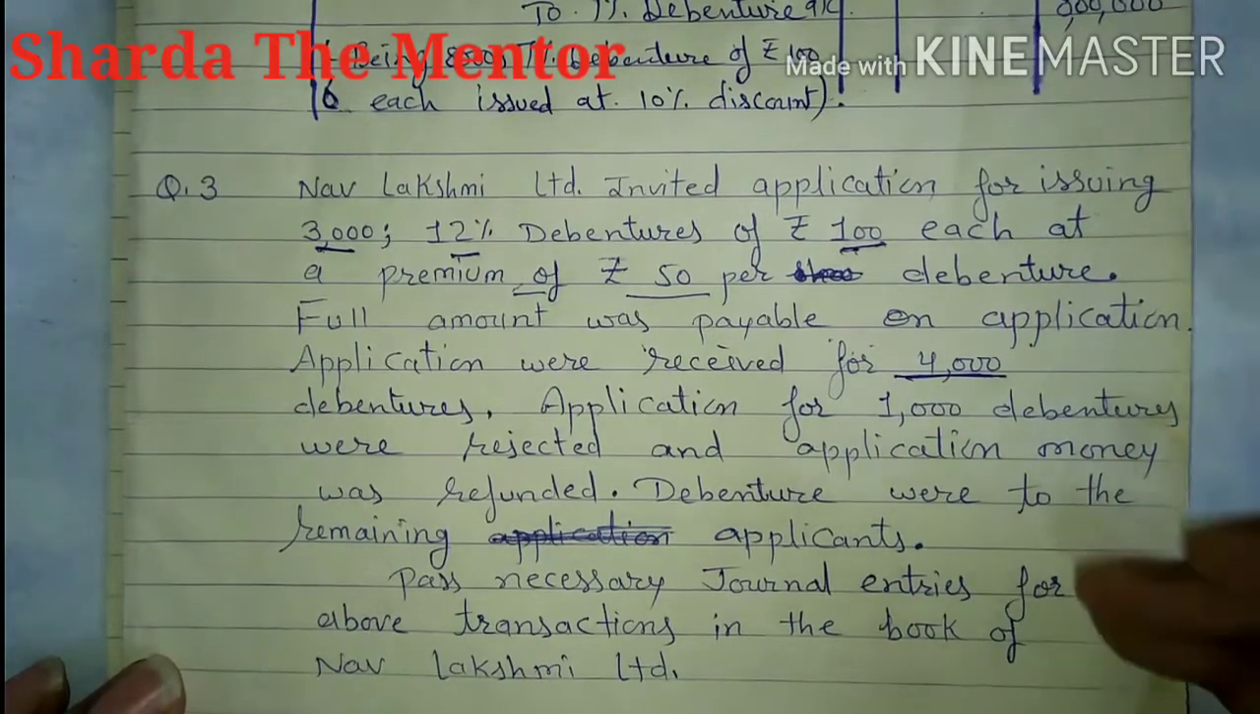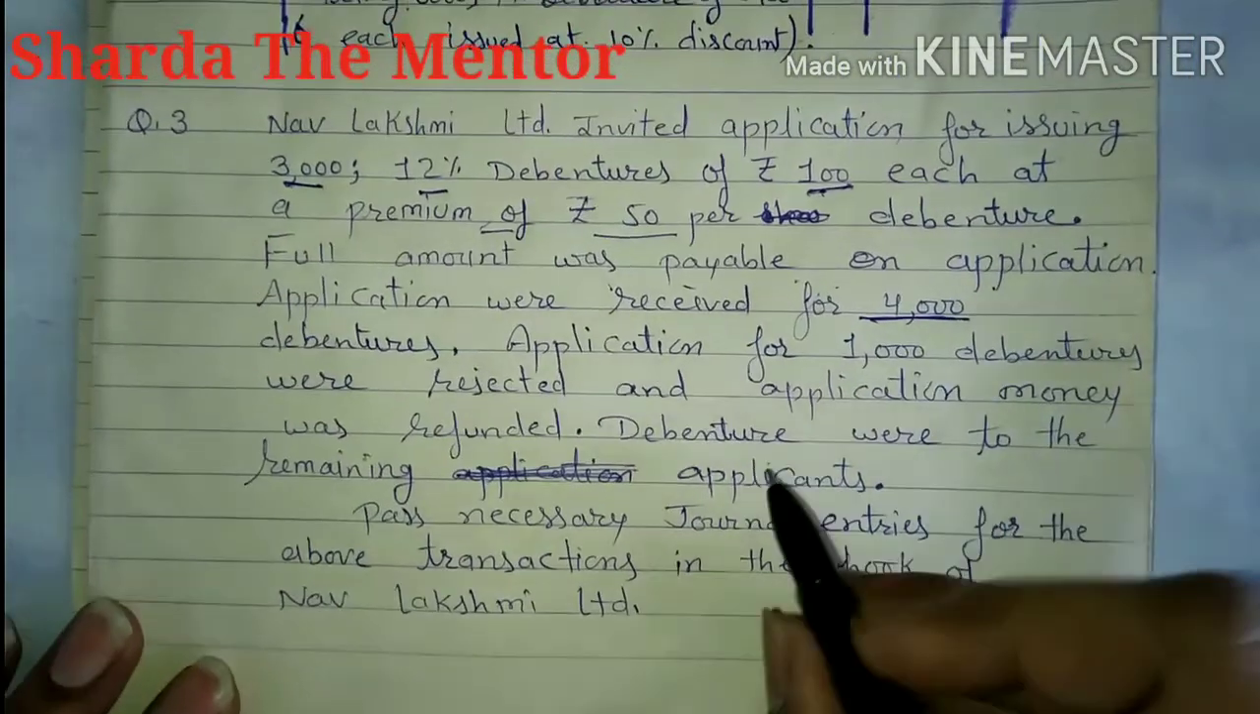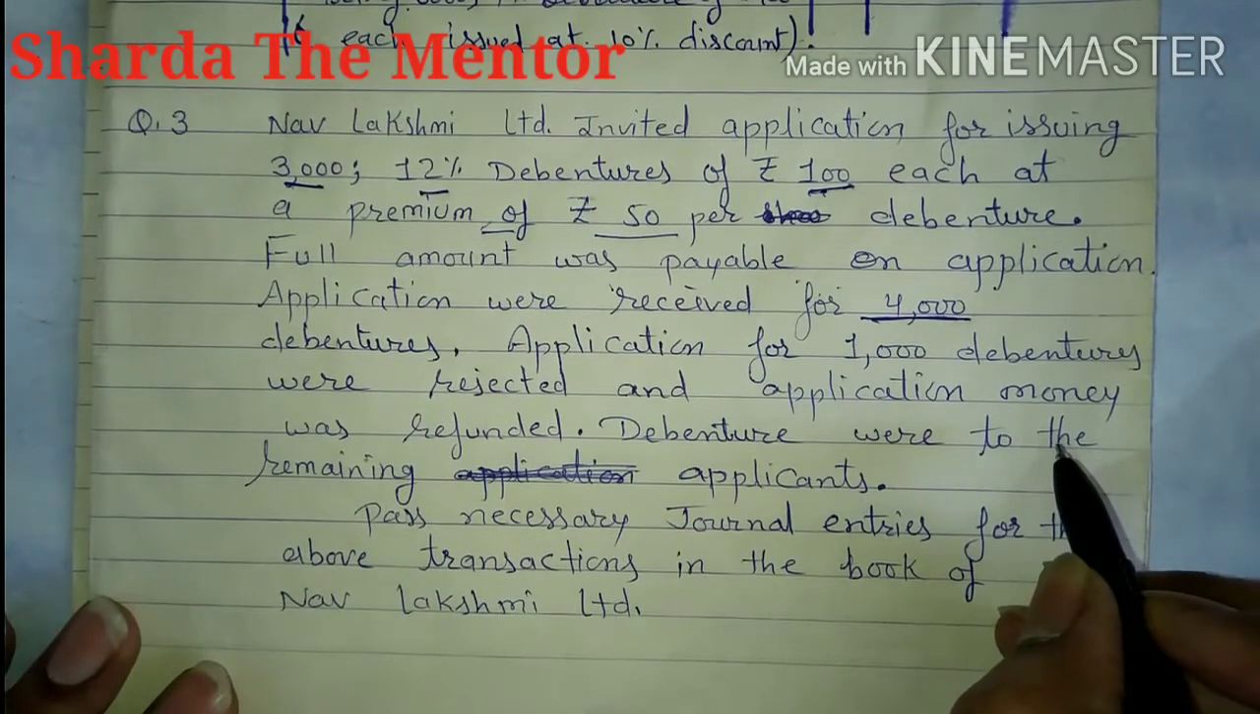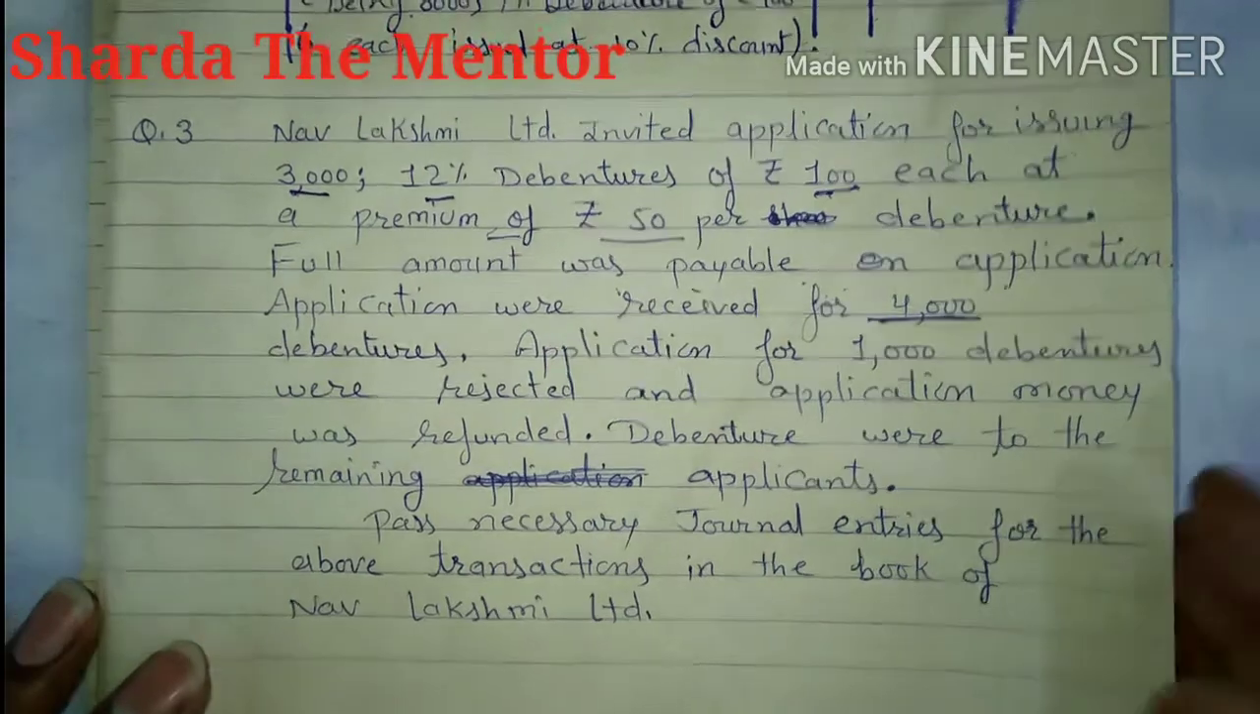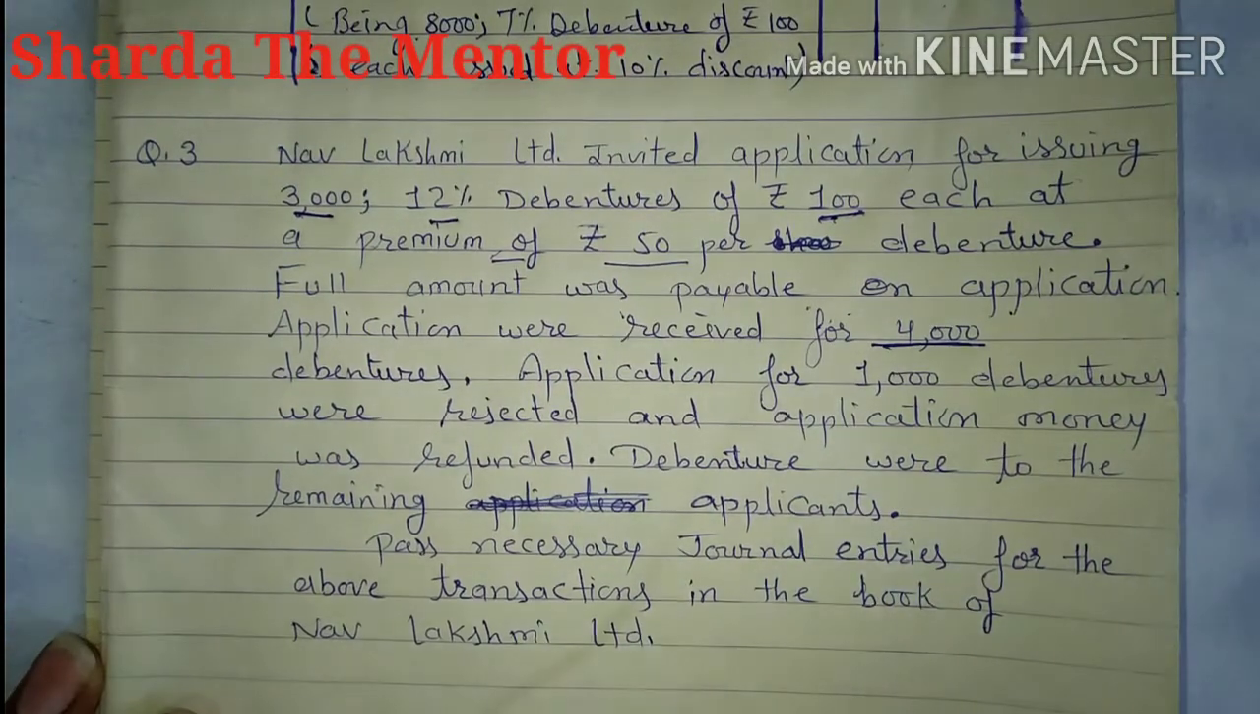So applications for 1000 debentures were rejected and the application money was refunded. Debentures were issued to the remaining applicants. It means whatever the excess amount is, that is rejected and that will be returned.